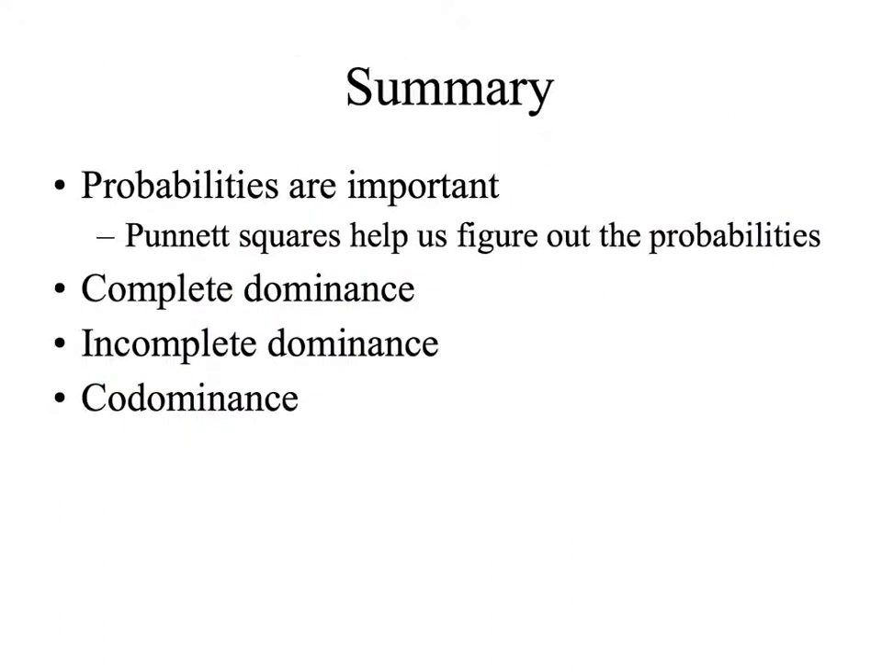In this lesson, we have covered probabilities and their importance, and how we can use Punnett squares to figure out these probabilities and phenotypic and genotypic ratios. We've looked at complete dominance, incomplete dominance, and codominance in these organisms.